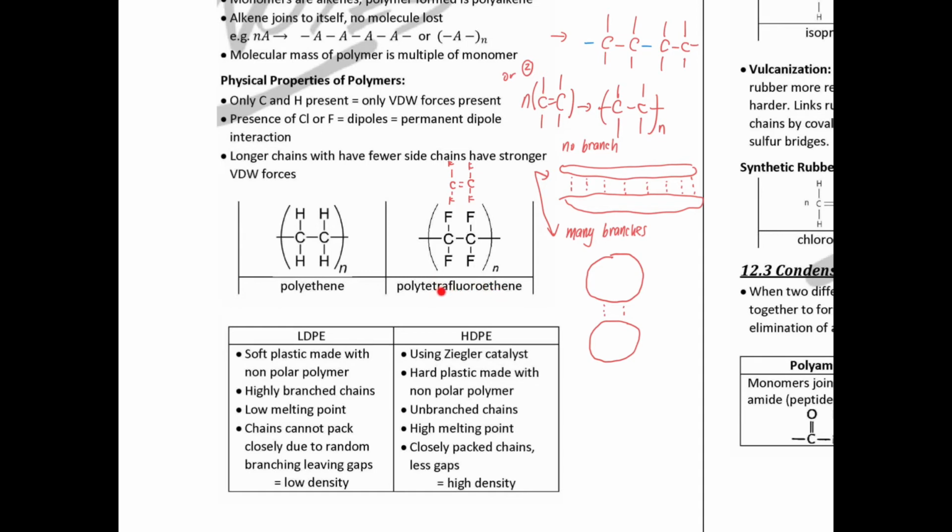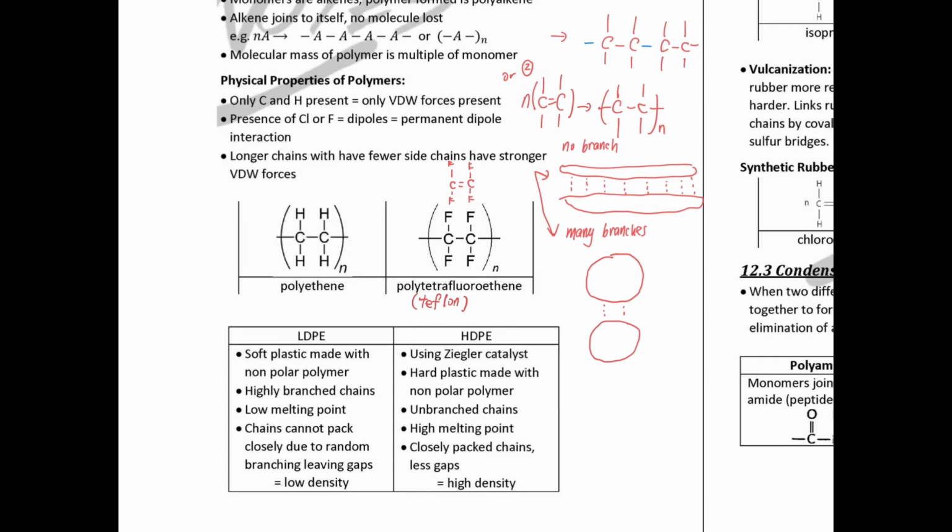Where can we see this polymer? This is seen in Teflon. So what is Teflon? Teflon is actually the non-stick layer of the pan. So it's a black color layer which makes the pan non-stick. So Teflon.